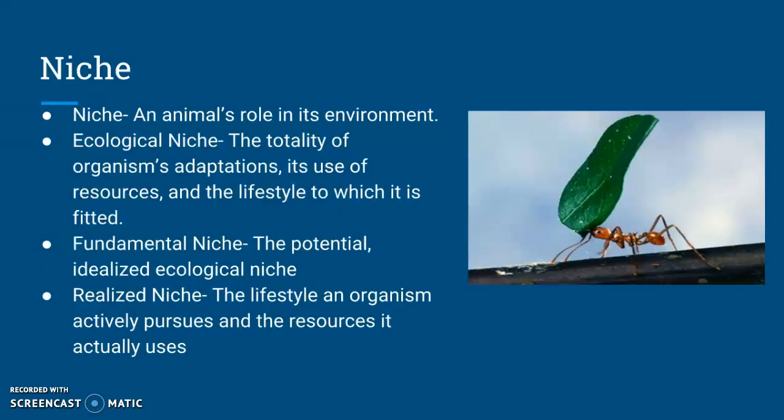What does it do to contribute? The fundamental niche is the potential idealized ecological niche. So maybe each carpenter ant is supposed to cut down so many leaves in one particular hour or something. The fundamental niche is saying this is what should happen. The realized niche then is the lifestyle an organism actively pursues and the resources it actually uses. So we're saying the fundamental niche is it's going to cut down 10 leaves every hour and get it back. Well, the realized niche is that might only be 5 or 7 depending on where it is and the availability of resources and how it actually uses the resource of time.